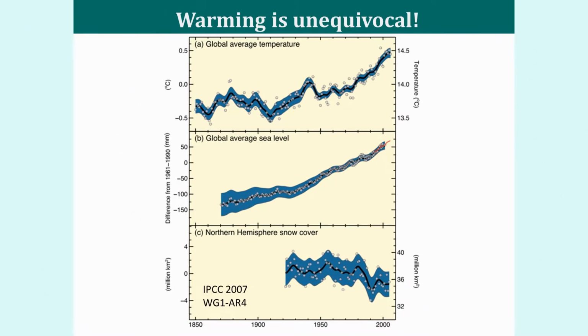You can see on the top panel in the slide over here that from 1850 to current times in 2000, temperatures have increased by around a degree centigrade, and accompanying that there has been a rise in sea levels and also a reduction in the snow cover shown here for the northern hemisphere.